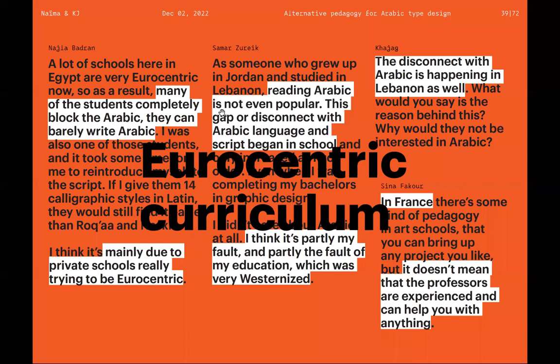We also talk about the curriculum of the different schools these designers attended, or the design schools where they teach. And the fact that there is very often a Eurocentric curriculum, and indeed, it's not because you are in the Arab world that you're going to escape those Eurocentric design theory and approach. It's a bit more complicated than that to avoid it altogether, especially in the education system. Many designers talk about that.